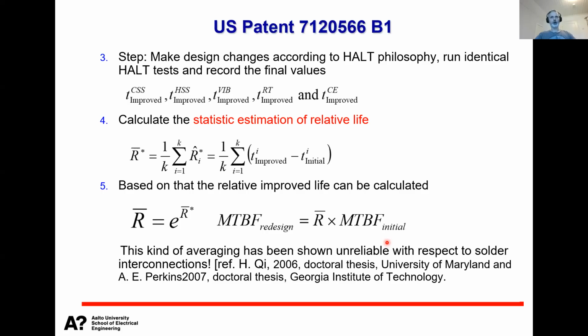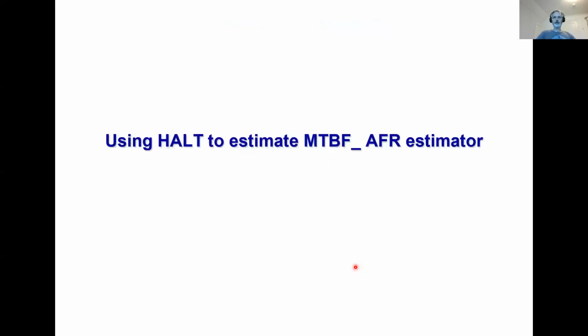It is a patented process, and now they also say that, okay, based on this patent, we also provide you a software which basically does the same thing for you automatically. So how do you then use this AFR, average failure rate estimator, which is their software product?